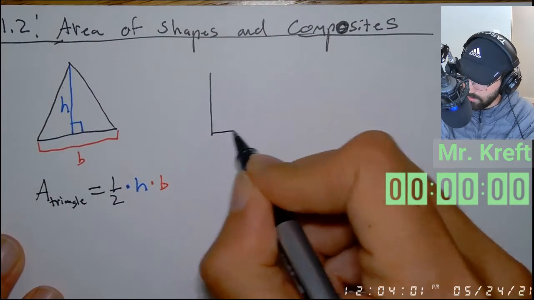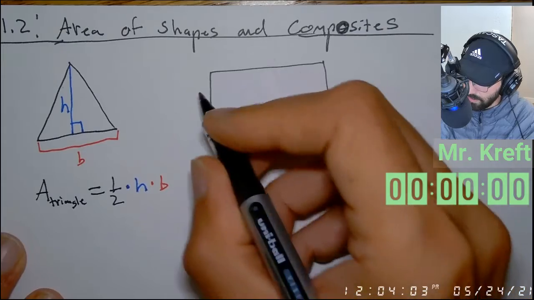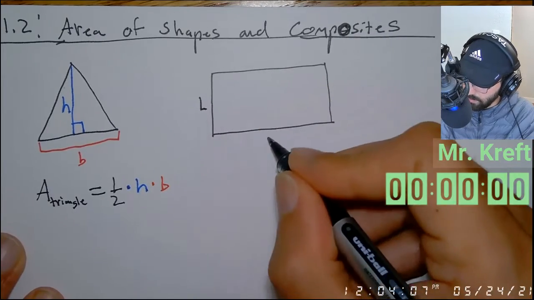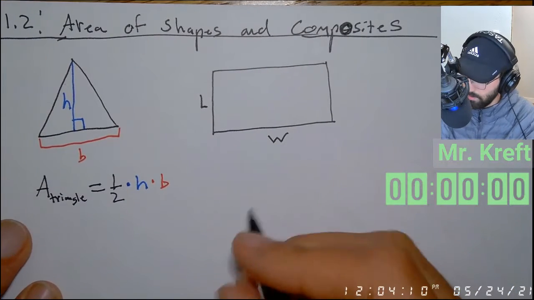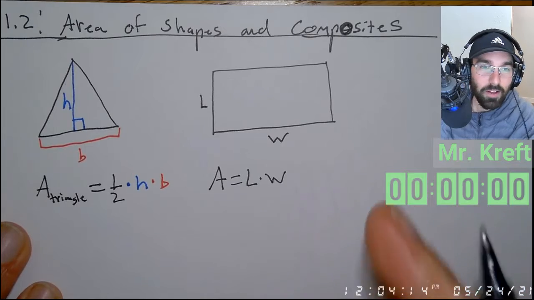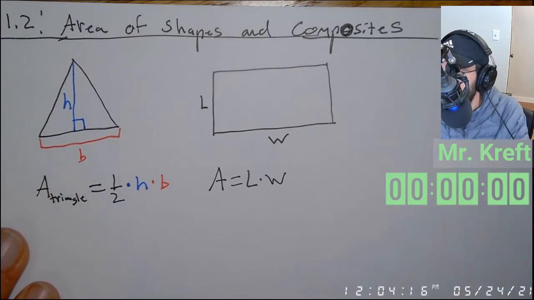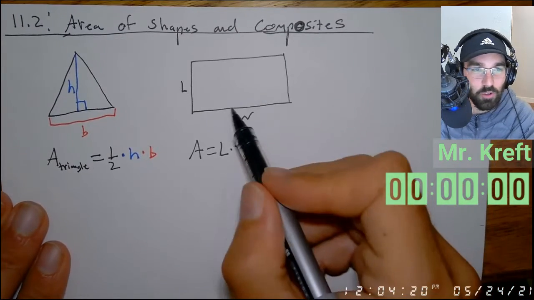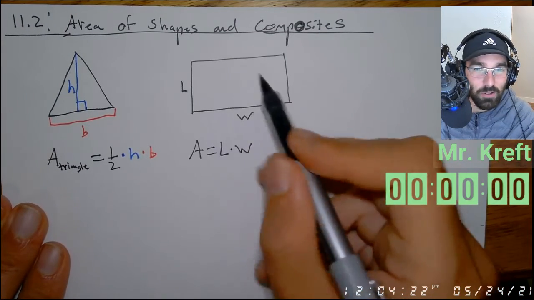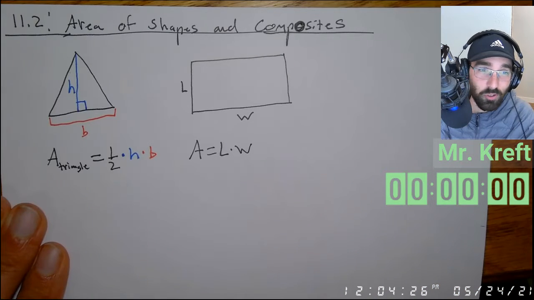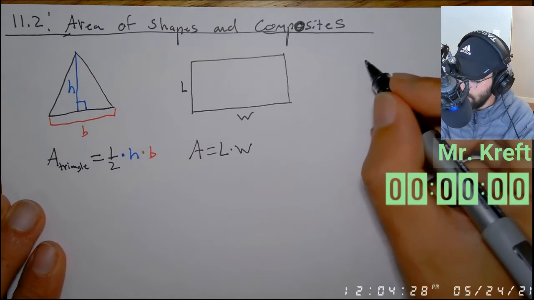The next is a rectangle, right? That has a length and a width. The area is length times width. Now, I'm not going to teach a square because a square is just a special rectangle, right? So if this is a rectangle, if L and W are the same, you still just multiply them, okay?